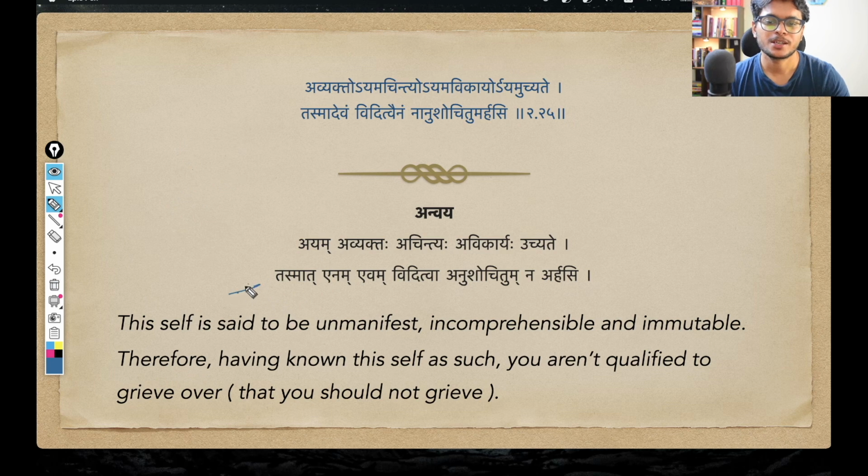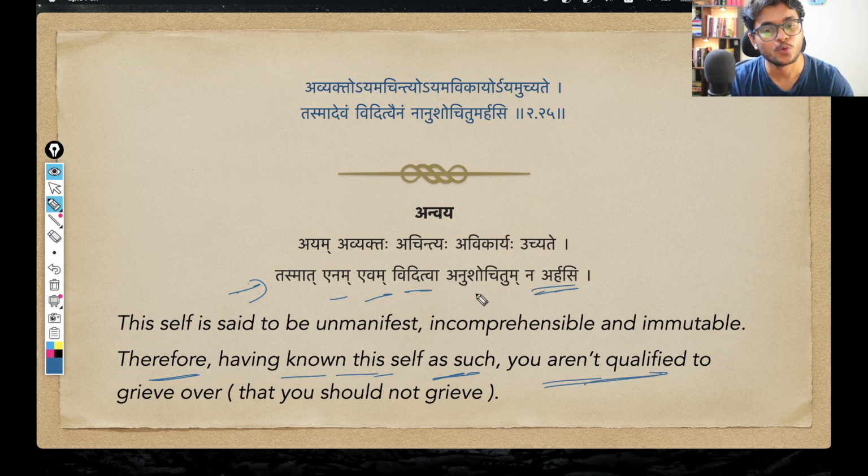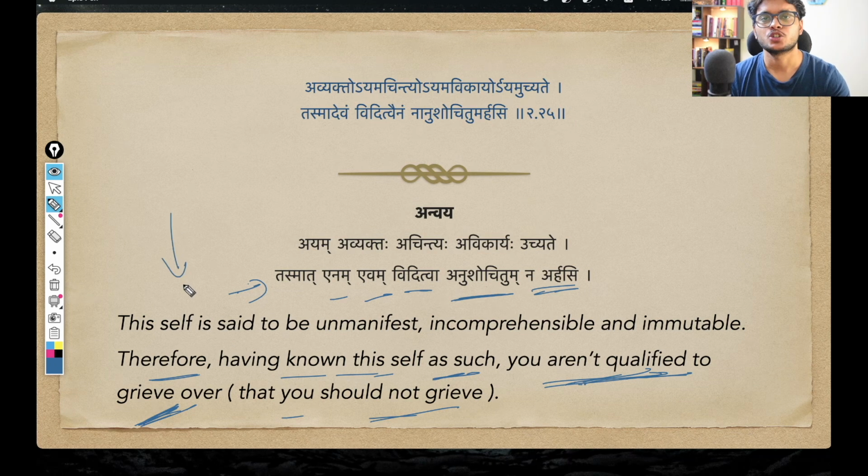Okay, so Krishna says that tasmat, therefore, enam evam viditva, having known the self as such, na arhasi, you are not qualified. And not qualified to do what? So anushochitum, that you are not qualified to grieve. Okay, basically Krishna means that you should not grieve. And you should not grieve over what? So you should not grieve about the status of this war, the battle that you have to fight now. So don't grieve over this. Okay, this is the entire translation of the shloka.